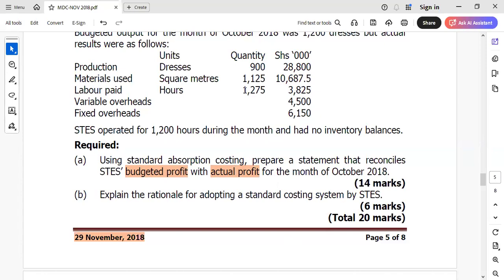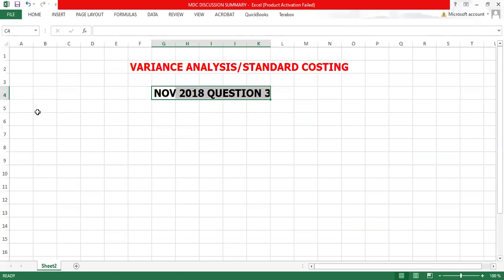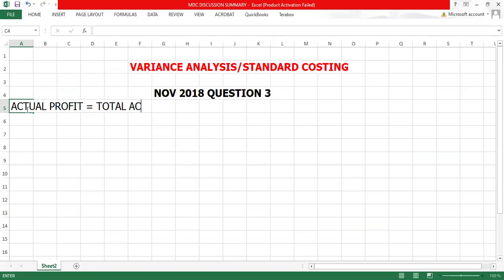And how do you get the actual profit? Assume this is your one side work. Actual profit is equal to total actual revenue minus total actual costs. That's how you can get actual profit.